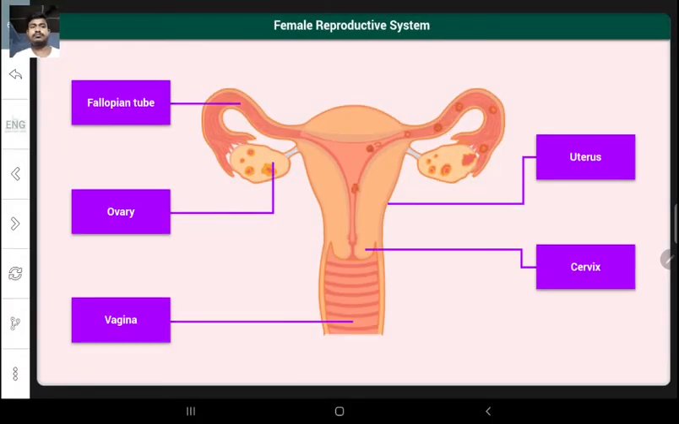The female reproductive organs which make them capable of having children are the ovary, uterus, vagina, cervix, and fallopian tube. Tap on each to learn more.